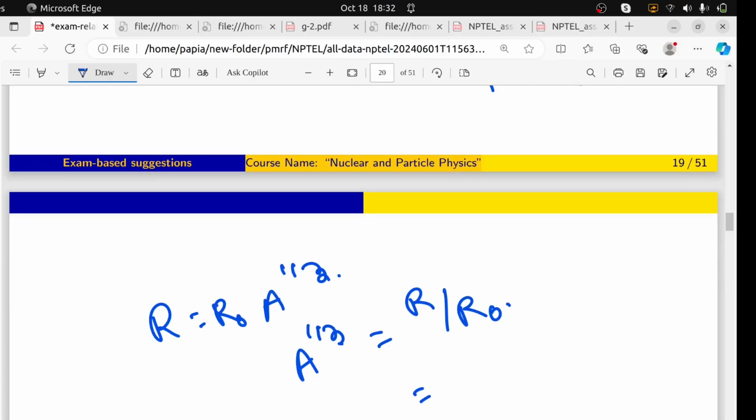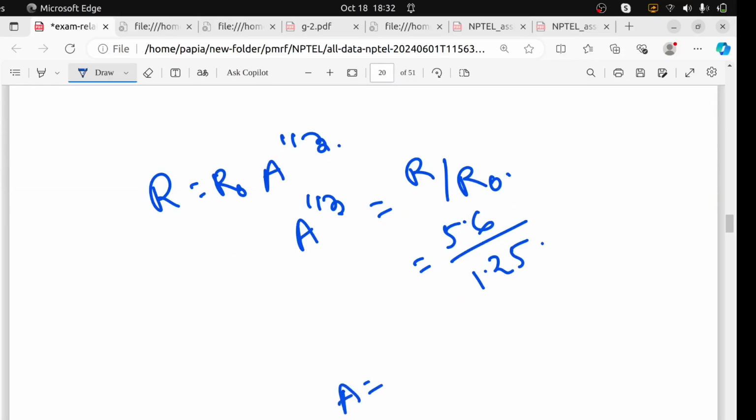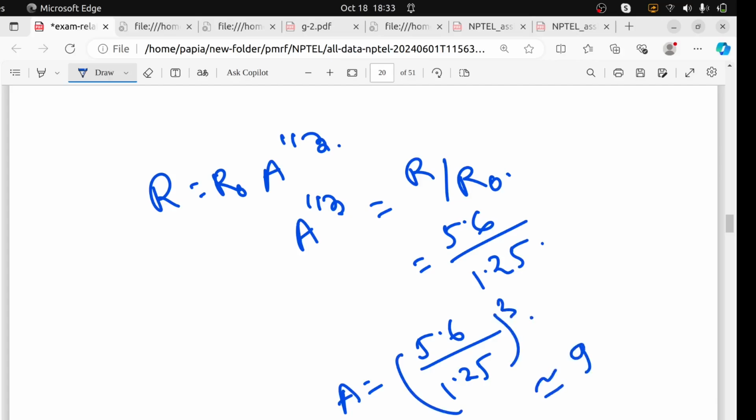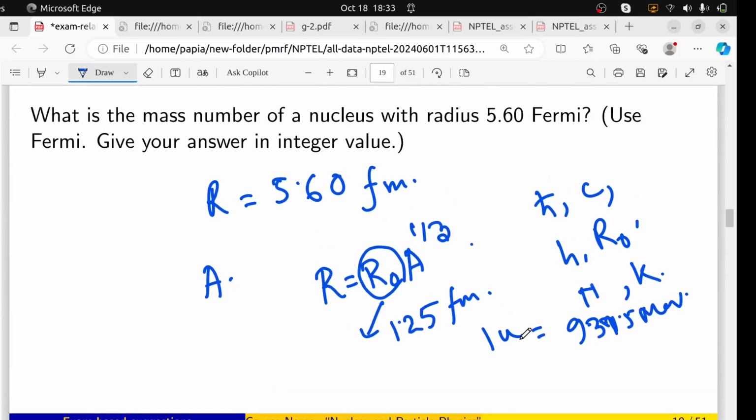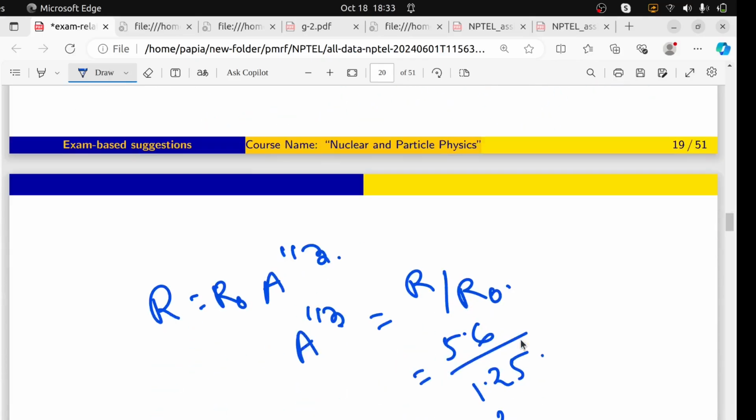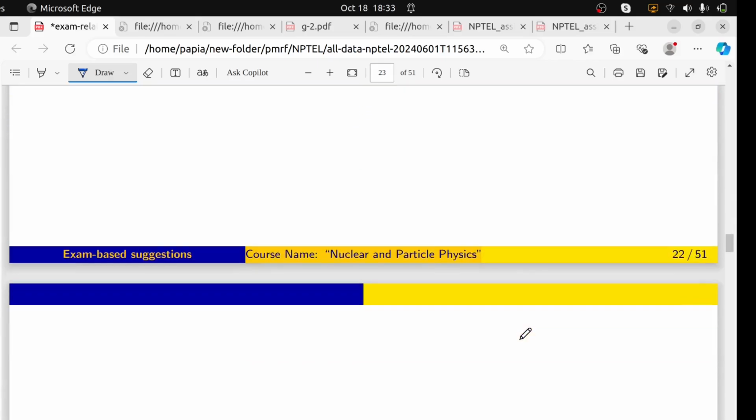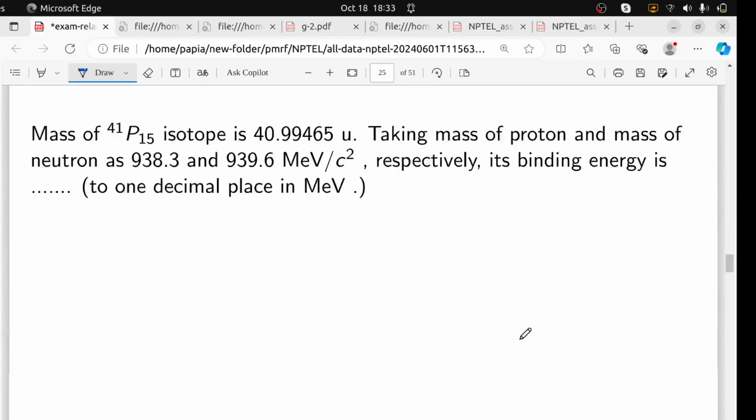Okay, so for other students who did not do that one till now, I am just writing here 5.6 divided by 1.25. Then A can be written as (5.6 divided by 1.25) whole cube. If you just calculate that one, it will come as of the order of 90 only. So this type of question can also be there. I am just calculating here as a reference. I am not telling that it will be in the examination. These are very simple questions, as you can understand.